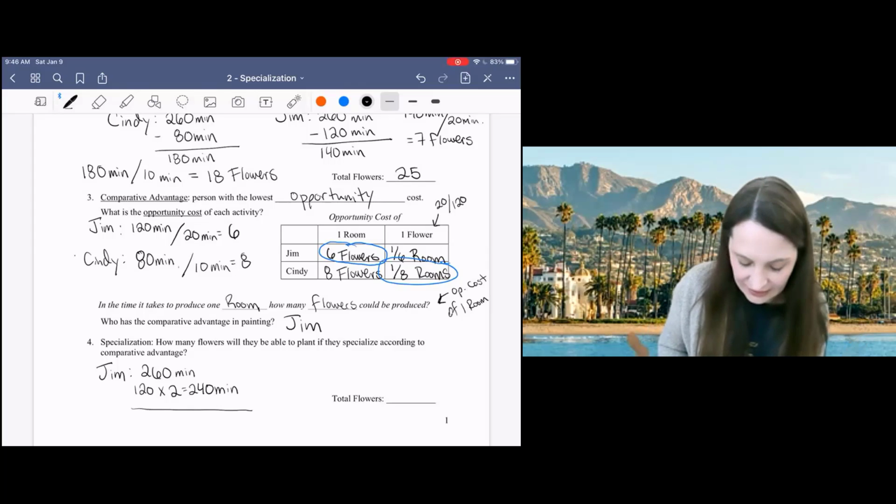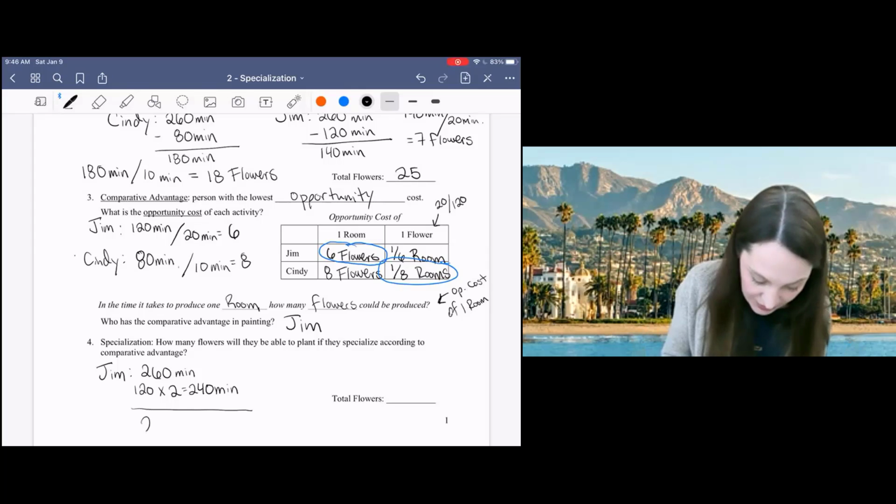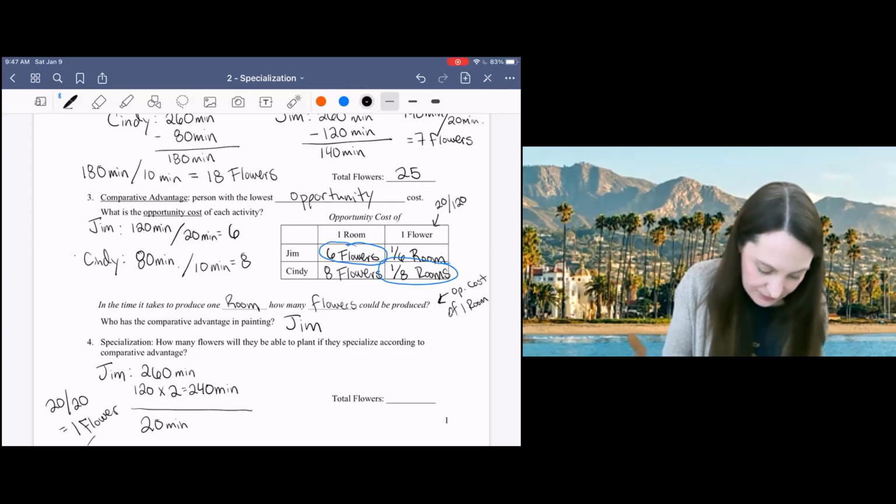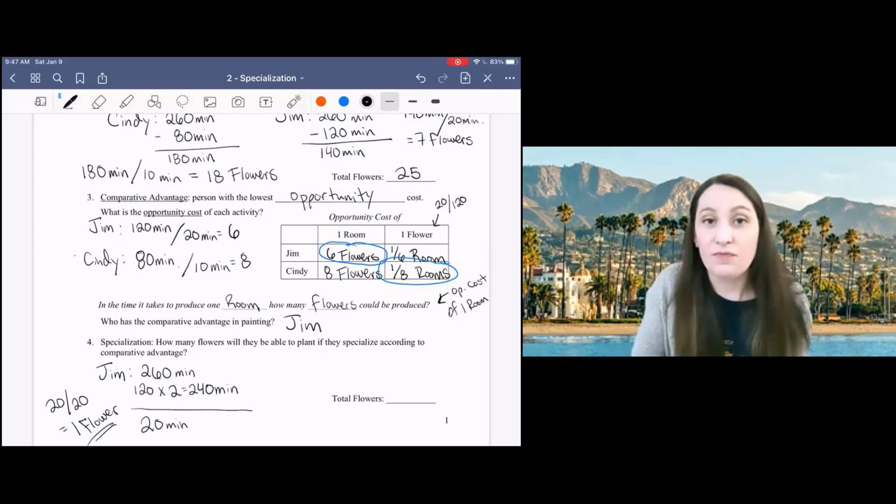So at the end of the week, Jim has 20 minutes left to plant flowers. And in 20 minutes, you'll recall that Jim would be able to plant just 1 flower. From Jim's perspective, if he only consumes what he produces, this is not a good deal. He got his room painted, but only planted 1 flower rather than 7.